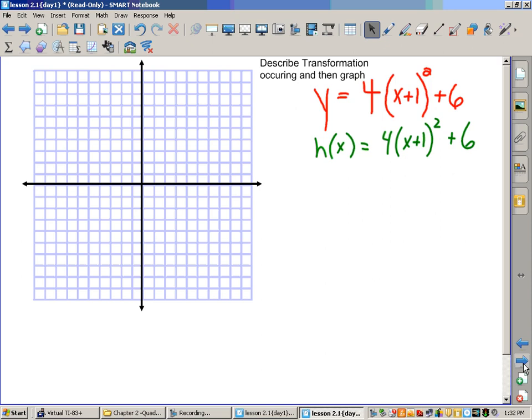Order of operations tells us to translate it first. Find the vertex through the translation. Then reflect it. Then stretch it. Then compress it. Horizontally or vertically.